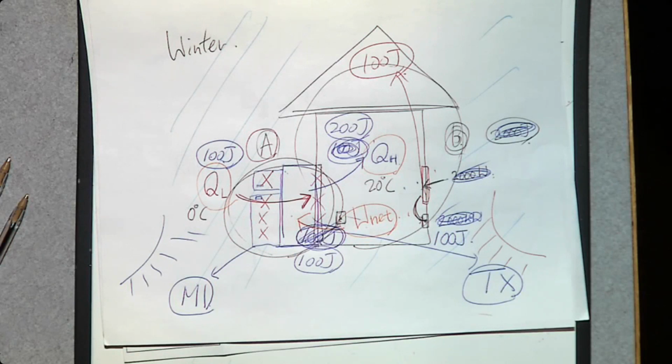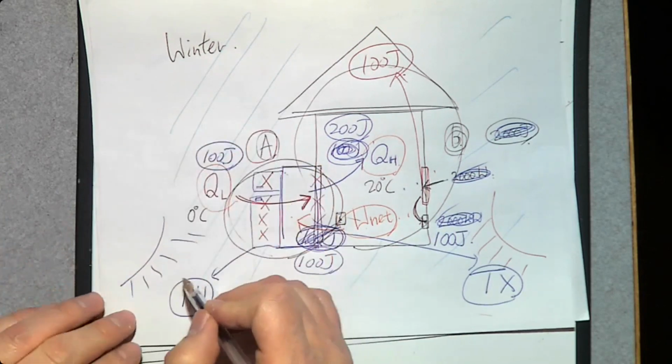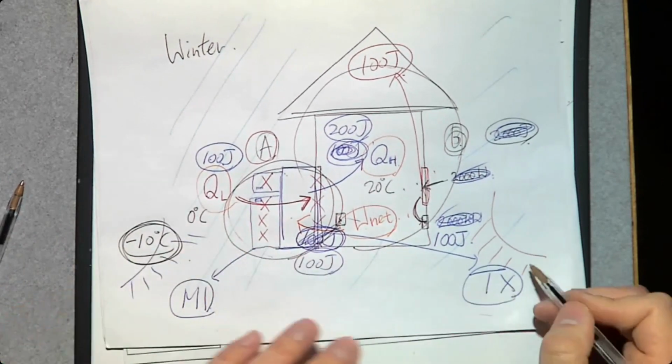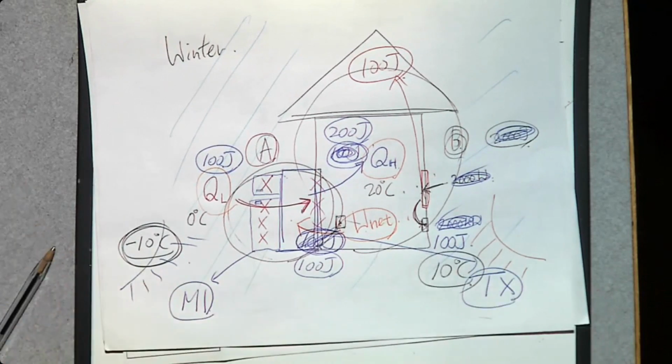So let's say the outside temperature in Michigan is maybe minus 10 degrees Celsius. Oh, it's very cold. Texas is not that cold, maybe 10 degrees Celsius. So which one is easier to cool? That's correct, because the temperature outside is not that low.